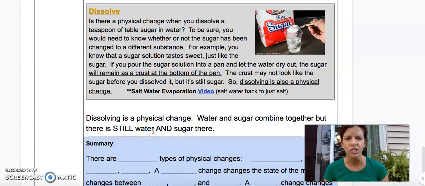The sugar didn't change into salt. The sugar didn't change into a pencil. The water didn't change into Coke. Okay? It didn't change into milk. It's still water and sugar. It just looks different when you mix it up.